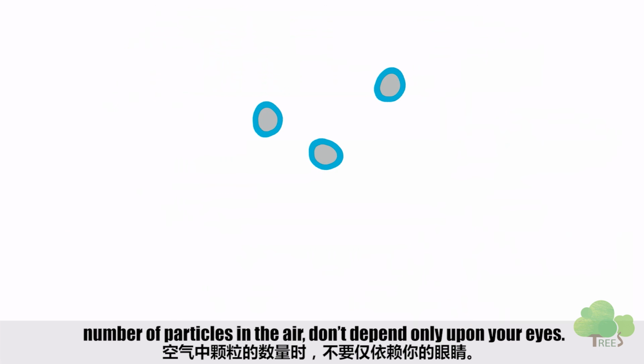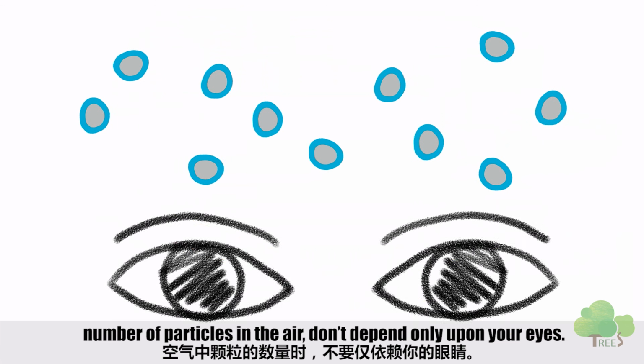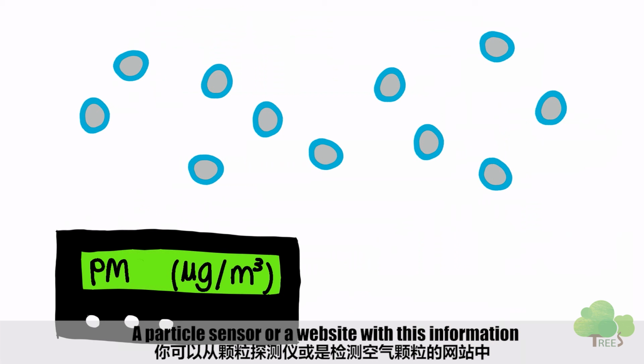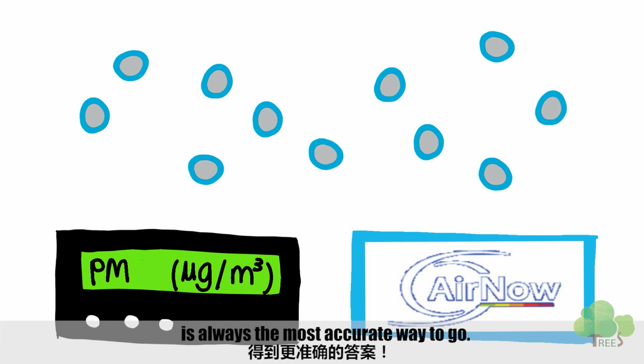So, next time you're curious about the number of particles in the air, don't depend only upon your eyes. A particle sensor or a website with this information is always the most accurate way to go.